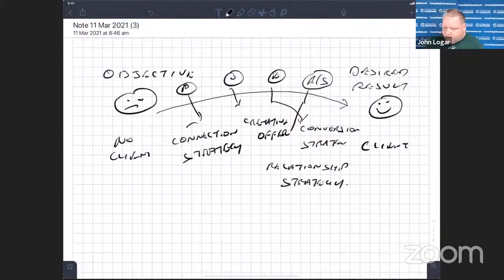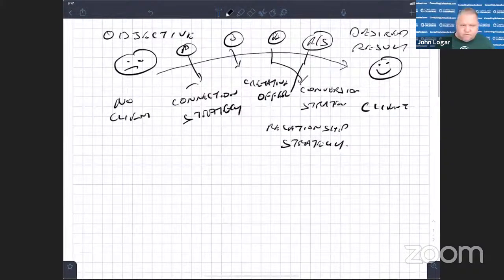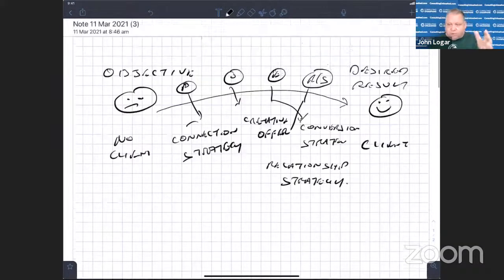Essentially we've got an objective: no clients. Your client has a problem. What is the problem? We've got to solve that problem. Well, what's the process? We've got to connect. We've got to have a creative offer. We have to have a conversion process, sorry, not engagement. And we should have a relationship process. That's essentially the pathway to this outcome.